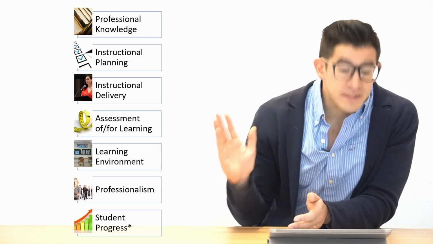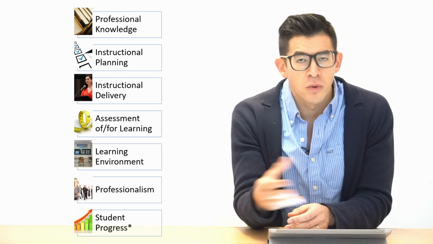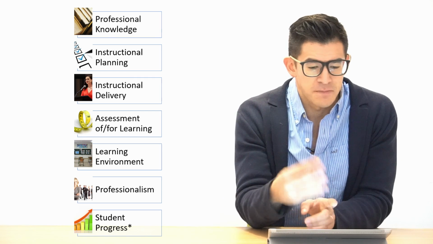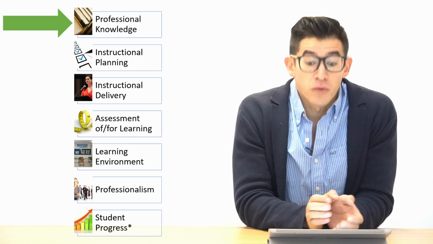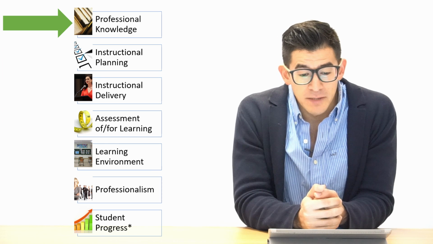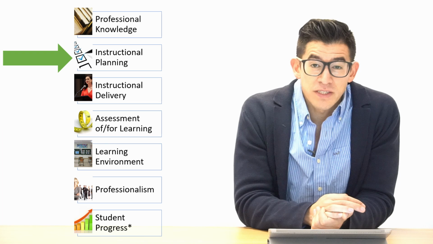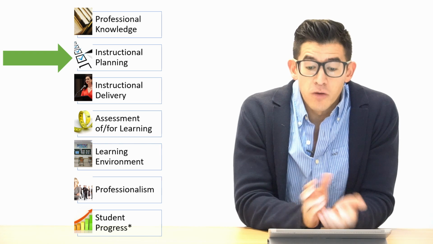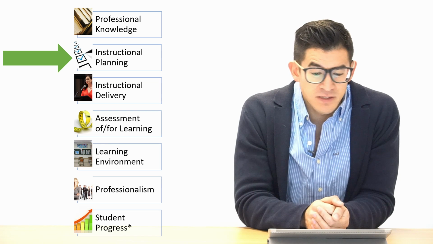I said before that there were 7 standards that are broadly similar to other models such as Danielson and 5D. So, professional knowledge. This corresponds to 5D's curriculum and pedagogy dimensions, as well as Danielson's first domain. Instructional planning, this is similar to Danielson's first domain once again, as well as the 2 domains of dimensions of purpose and curriculum and pedagogy from the 5Ds.